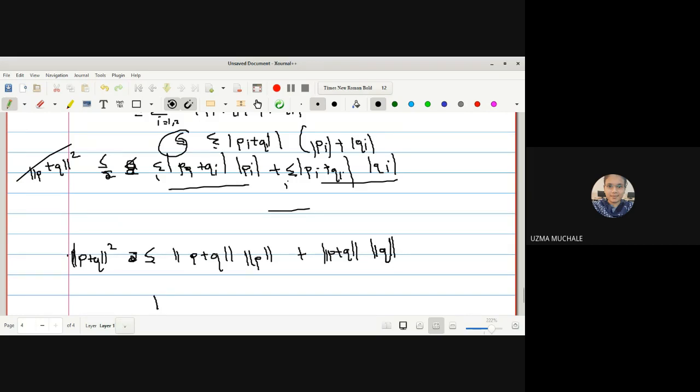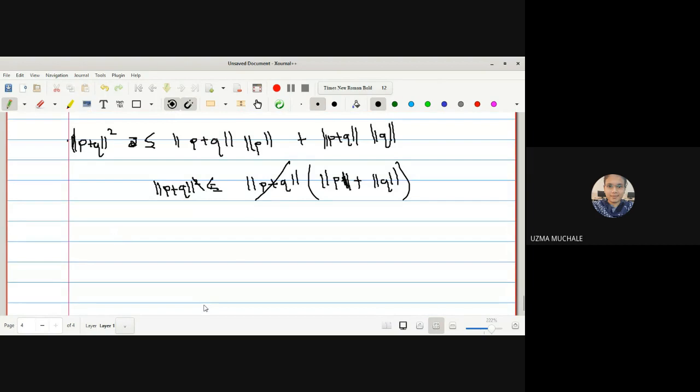Now we can take common and write this as norm of P plus Q square is less than or equal to norm of P plus Q into norm of P plus norm of Q. So now we can cancel out the common term and we get the result: norm of P plus Q is less than or equal to norm of P plus norm of Q. In a very similar way, I hope you can do it for the scalar multiplication.